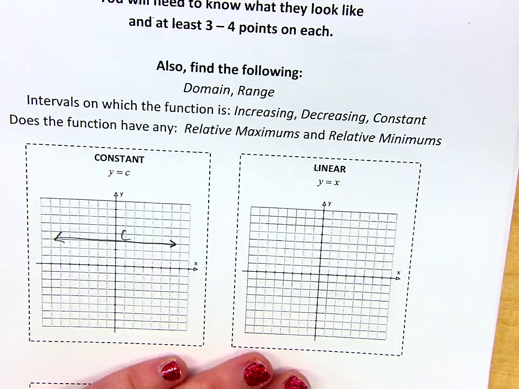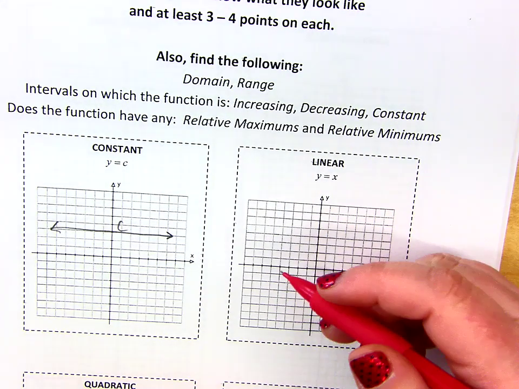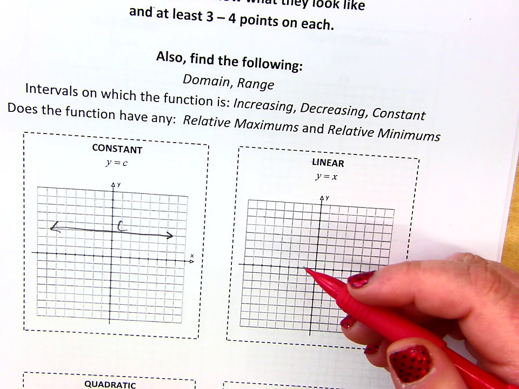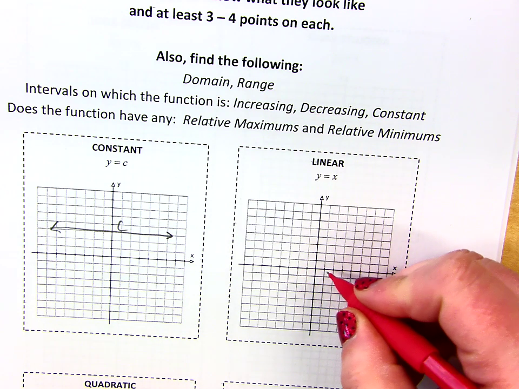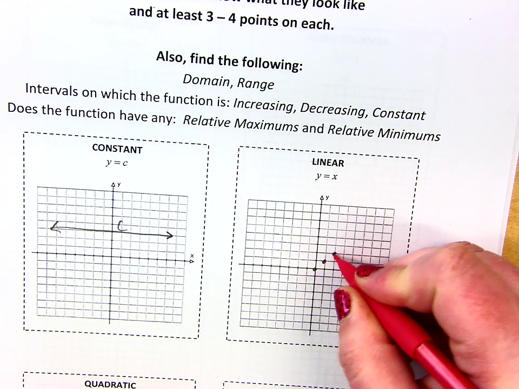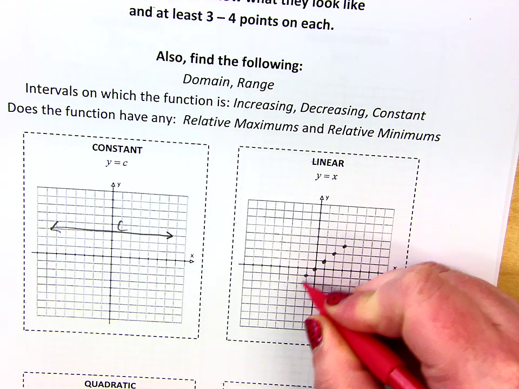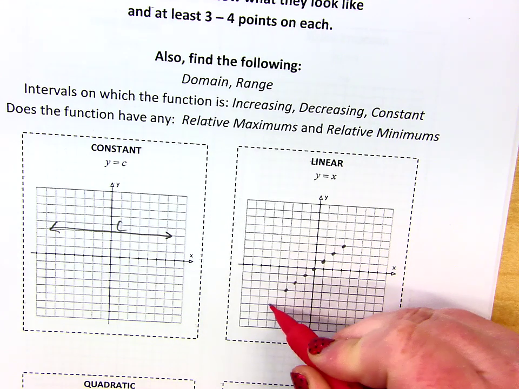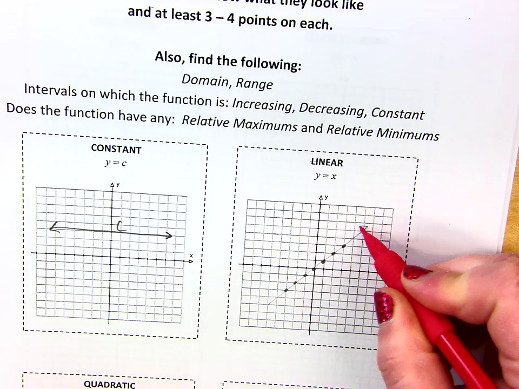Okay? So linear. If I graph y equals x, what does that look like? It has a slope of 1 and it starts at the origin. It's just your perfectly diagonal line right through the middle there. So that is your graph of y equals x.